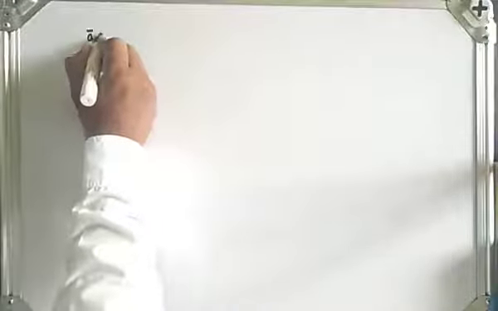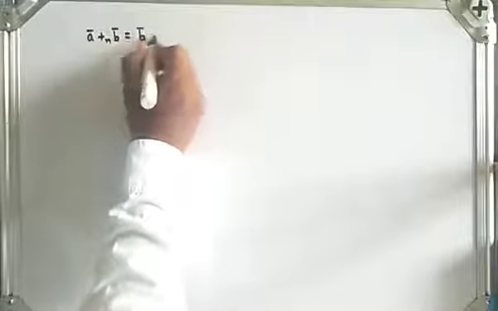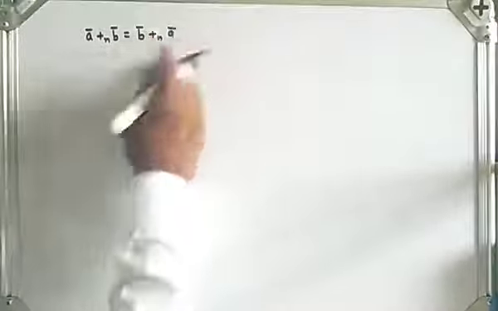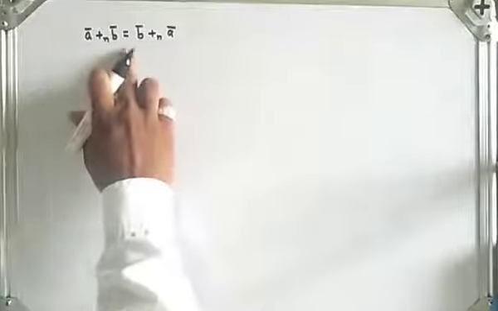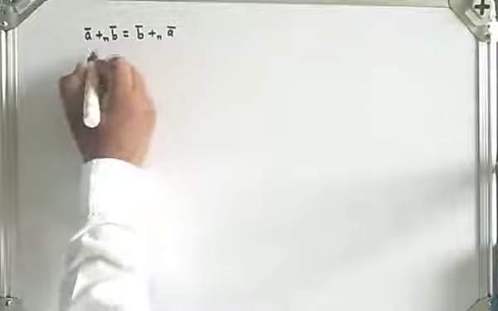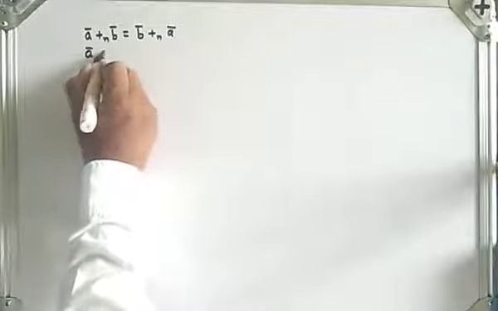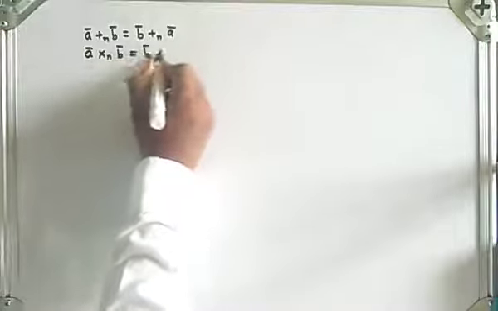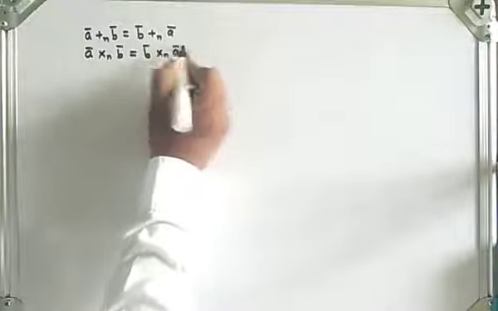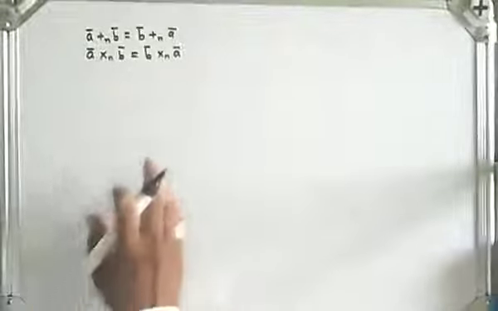Hello students, in the previous lecture we have seen remarks. First, a bar addition modulo n b bar is the same as b bar addition modulo n a bar, which is the commutativity property under the binary operation addition. And in the binary operation multiplication, a bar multiplication modulo n b bar is the same as b bar multiplication modulo n a bar. So this is the commutativity property.